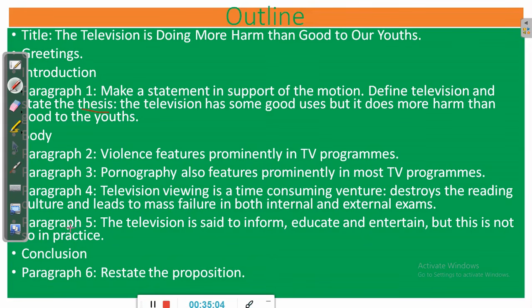Then in paragraph 5, you are going to demolish the opponent's points, and you are going to say television is said to inform, educate, and entertain. These are always the arguments of those who will oppose this topic. They are saying that television is good for everybody because it's to inform, to educate, to entertain. But they are saying that this is not so in practice. All right? Then, having demolished the points, you then come with the conclusion. Paragraph 6, you restate the proposition. You restate your points that you have used in supporting the topics. All right?